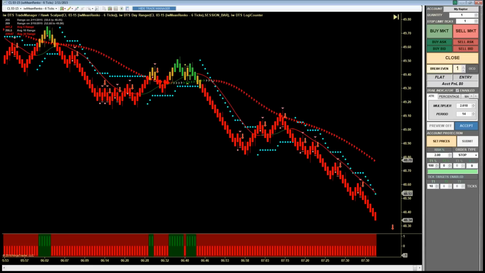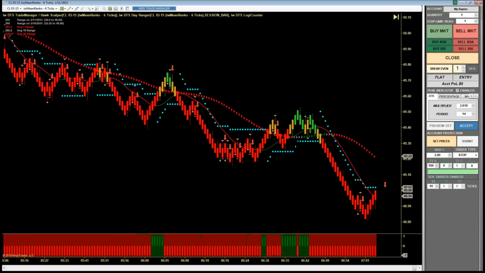We had some great opportunities in crude oil this morning. Let's bring over the crude oil chart. Crude, of course, trading back below $50 a barrel. So crude oil opened right about here.